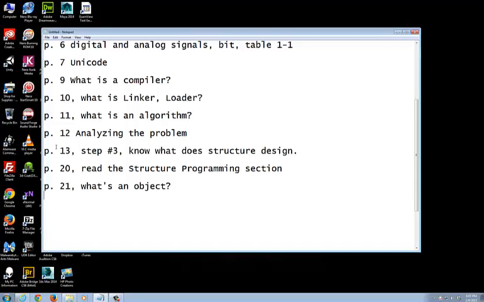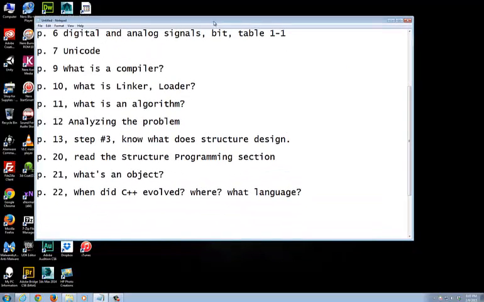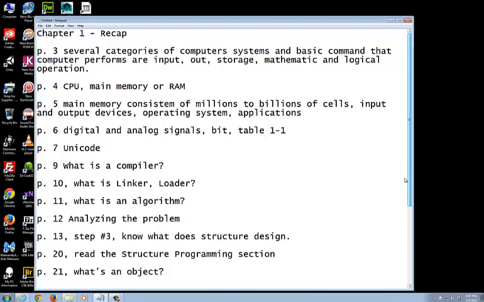And lastly, on page 22, I'd like you to know when C++ evolved, where it came from, and what language it came from. So read that little paragraph at the top, a little history about that. Please read this and keep it in mind, because some of this stuff you might see over again.